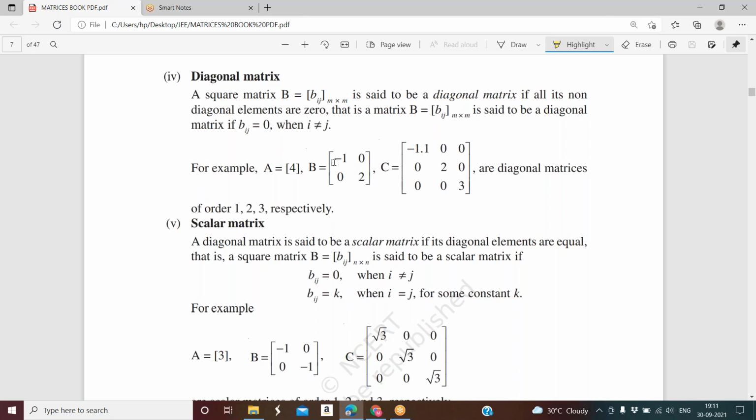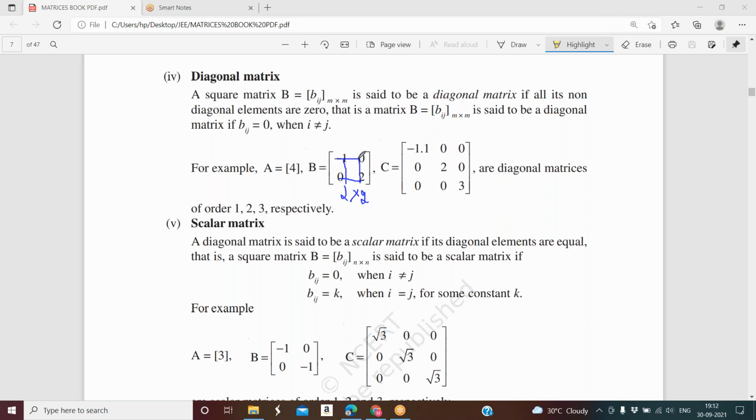For example, see matrix B equal to minus 1, 0, 0, 2. Here we can see 2 rows and 2 columns. As I said, a diagonal matrix should be a square matrix. Here B is a square matrix since number of rows equal to 2 and number of columns equal to 2. Both are equal. It is a 2 by 2 matrix. The order of matrix B is 2.